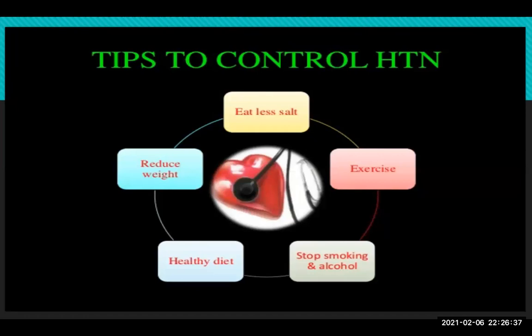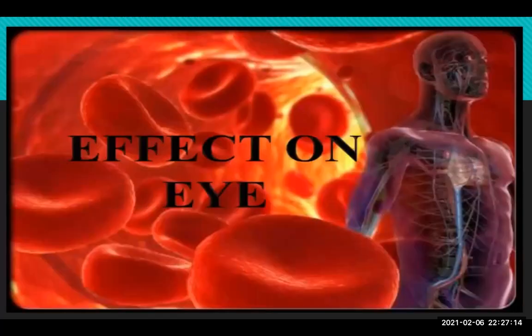These tips could be beneficial to know about how to control hypertension. First of all, correct your lifestyle: eat less salt, exercise, stop smoking and alcohol, have a healthy diet, and reduce your weight. And also regard and consider any changes in your mood and feelings, and check your blood pressure to know if you are within normal or not.